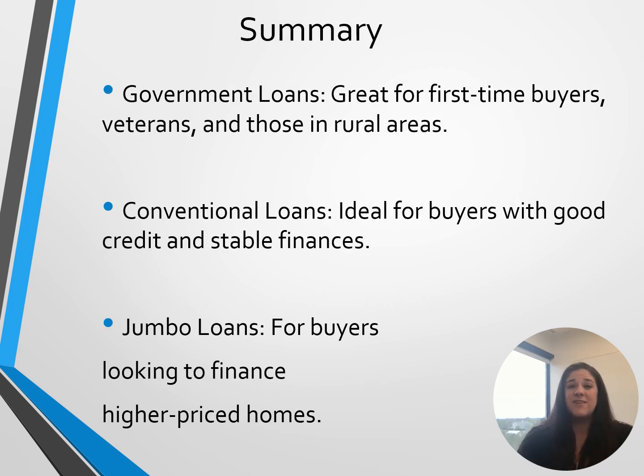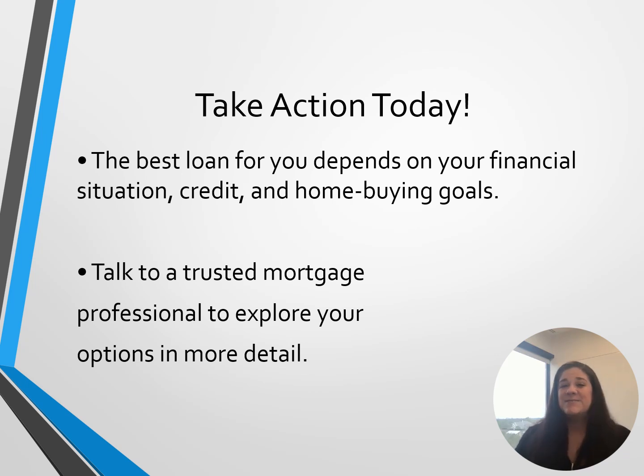So let's summarize all this. Government loans are great for first-time home buyers, our veterans, and those buying homes in rural areas with low or moderate income. Conventional loans are better for those with good credit who have a little down payment, just stable borrowers. And then jumbo loans are for borrowers that are looking to finance higher priced homes, just anything above that $806,500 level. So take action today.